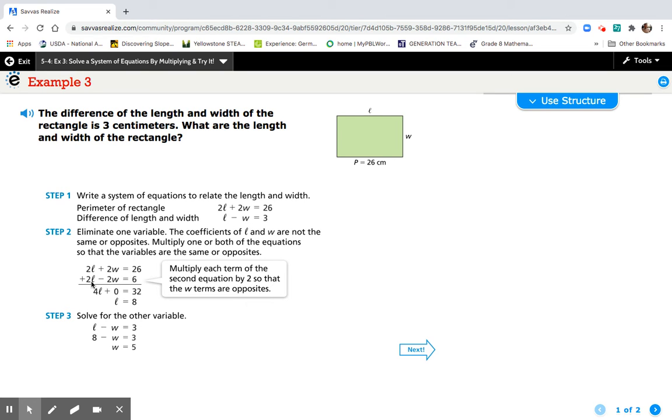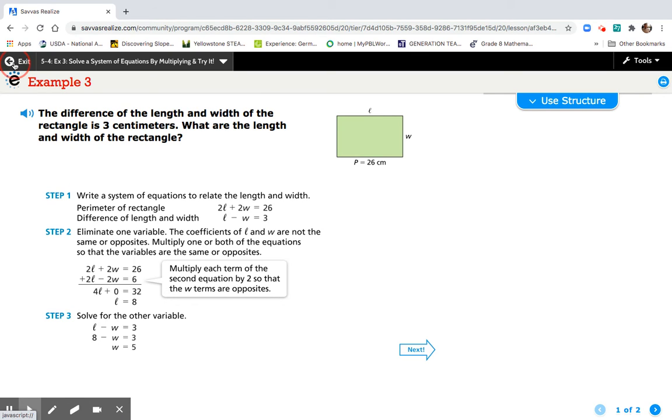So now we have a 2L, a minus 2W, and 3 times 2 is 6, right? And as they said, the W terms are opposite. So they're adding these two equations so that plus 2W plus a minus 2W would be 0. So if 4L equals 32, L would be 8. And as always, similar to other problems we're doing, there are two variables here. So they went back and found the other variable. If the difference is 3 and L is 8, then W must be 5.